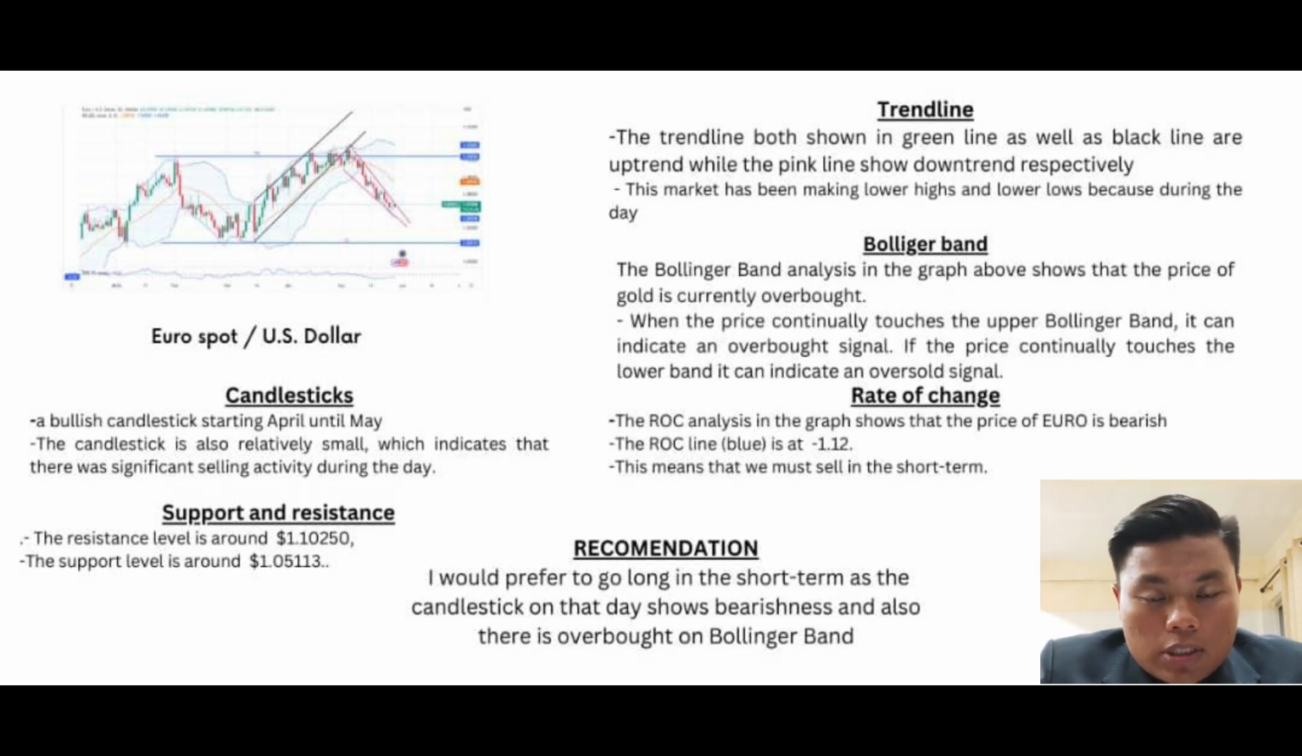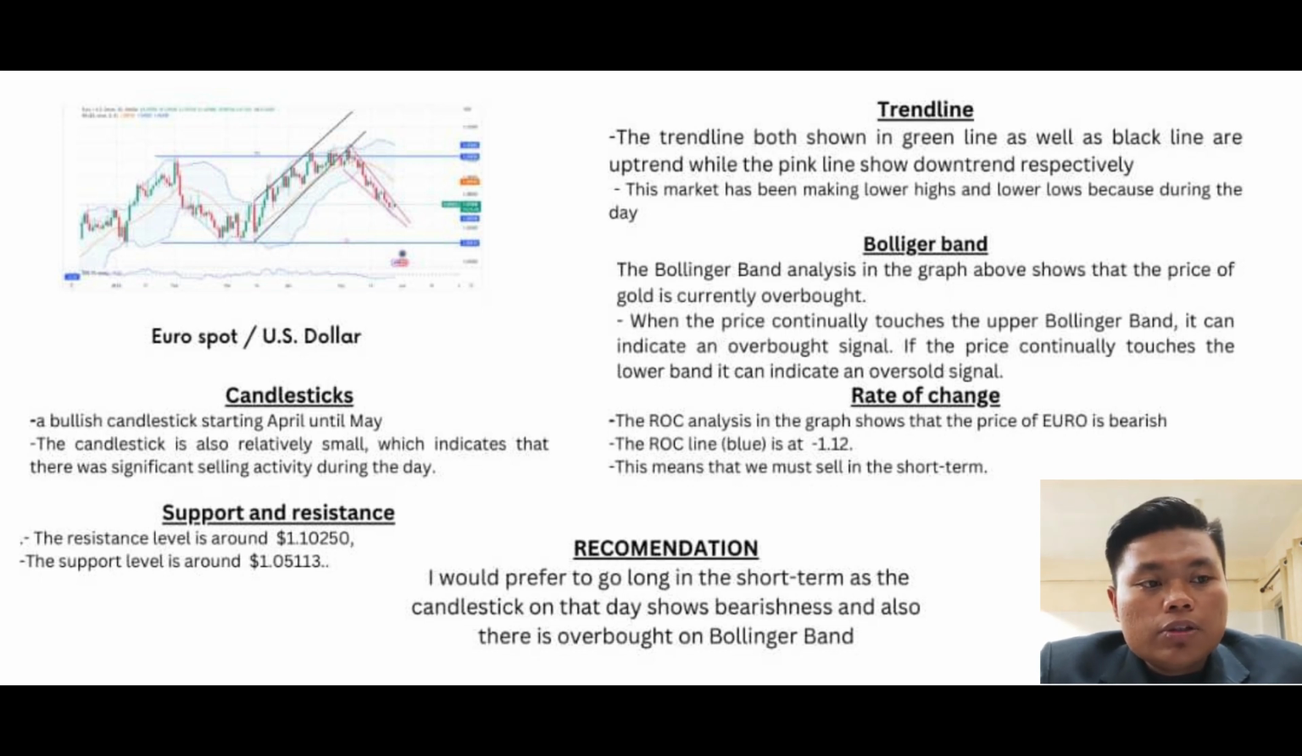The second one for support and resistance. The resistance is around $1.10250. And the support level is around $1.05113. And the third one is the trend line. The trend lines, both shown in the green line as well as the black line, are uptrend, while the pink line shows the downtrend respectively.